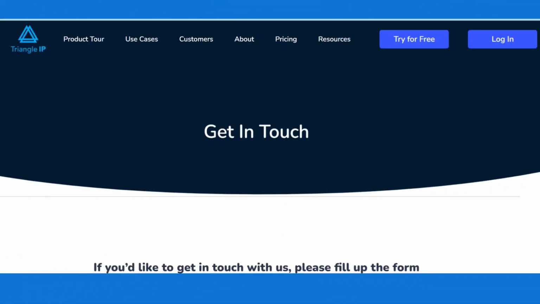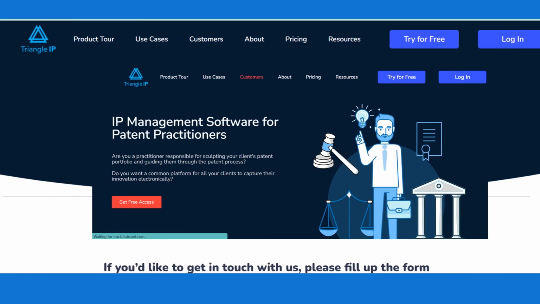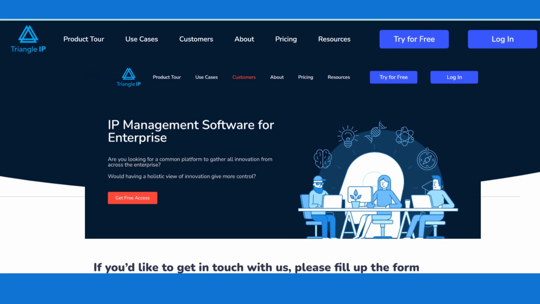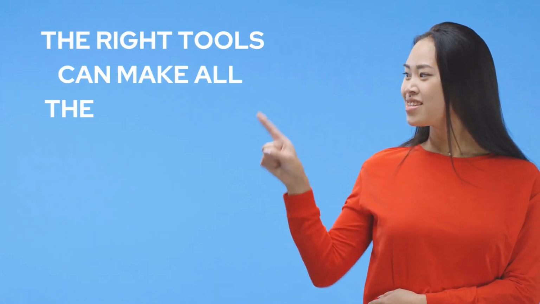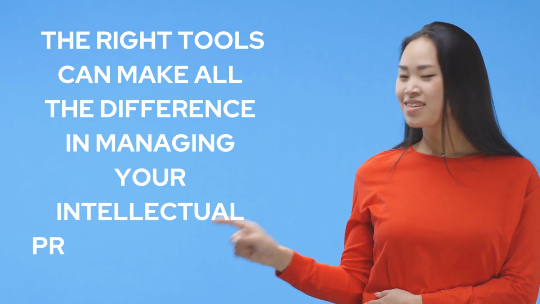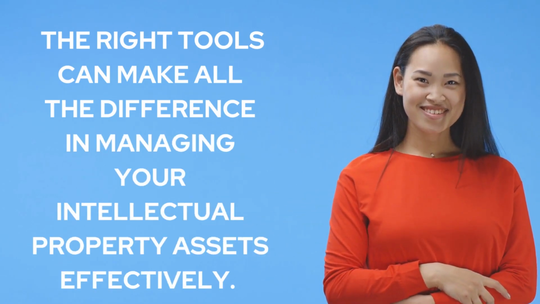Contact us to learn how to implement a streamlined and robust patent mining process at your enterprise. Remember, the right tools can make all the difference in managing your intellectual property assets effectively.